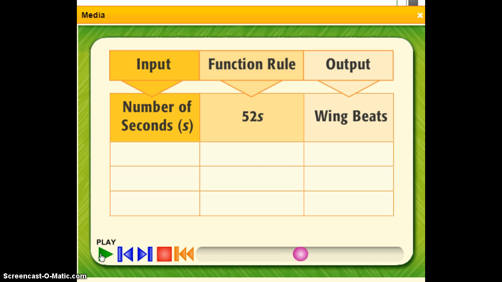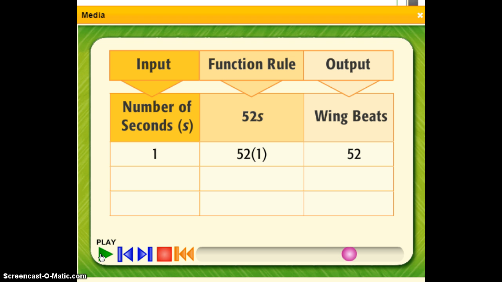Now let's fill in the function table for input values of 1, 2, and 3 seconds. We'll put a 1 in the first column to represent the input of 1 second. In the second column, replace s with 1. So our expression is 52 times 1. And for the last column, wing beats, the output is 52, because 52 times 1 equals 52.